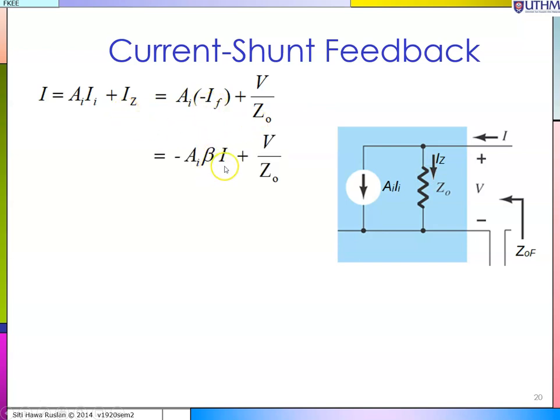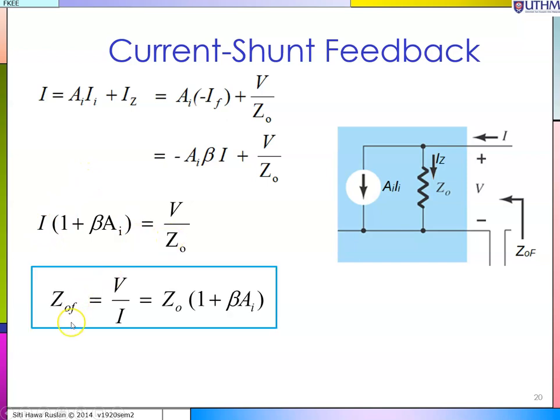IF is beta IO, the relationship between the feedback current and the output current. Simplify this equation. Bring AI, beta I to this side, factor it out. From there, you'll get the output impedance ZOF, by definition. ZOF is over here, the voltage across it is V, the current is I. So ZOF is V over I, equal to ZO multiplied by a factor of 1 plus beta AI. Without feedback, the ZO should be infinity, but with the feedback, that value is multiplied. So the output impedance is further increased in the current amplifier with a current shunt feedback.